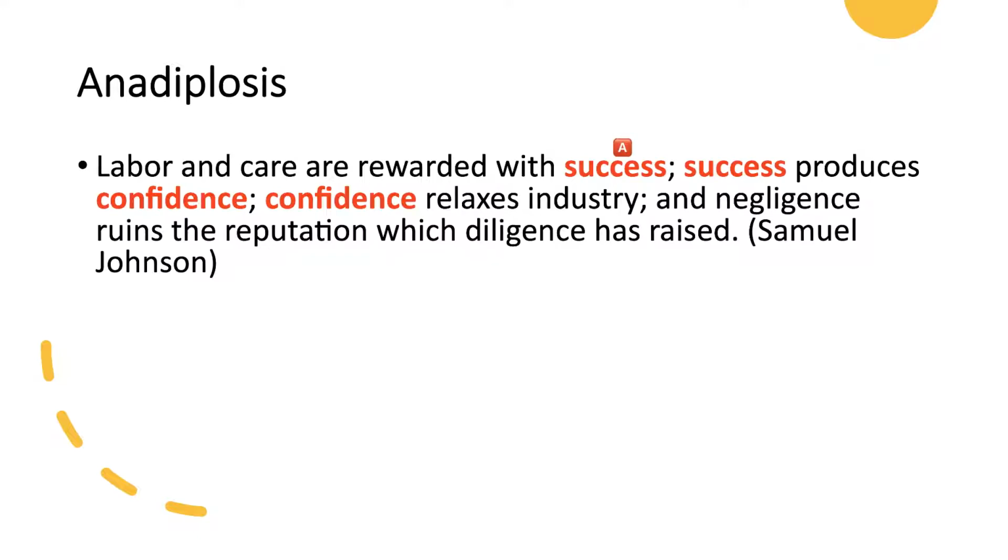And then what's the very first word of the next clause? Success. A, success produces confidence. That's B, right? So now the very next clause is going to start with B, confidence, right? Confidence relaxes industry and negligence ruins the reputation which diligence has raised. This is a quote from Samuel Johnson. So Anadiplosis is concluding a clause with a word and that same word being used to begin the next clause.